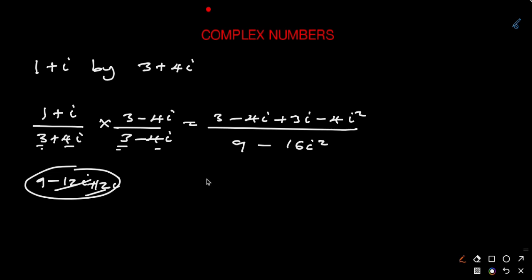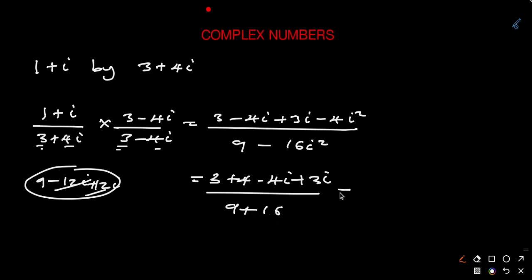Now remember to say that i to the power 2 is negative 1. Negative 1 multiplied by negative 4, that is positive 4. So we have 3 plus 4. And then here we have negative 4i plus 3i. And then here we have 9. Since here we are going to get negative 1, negative 1 multiplied by negative 16, that is positive 16.